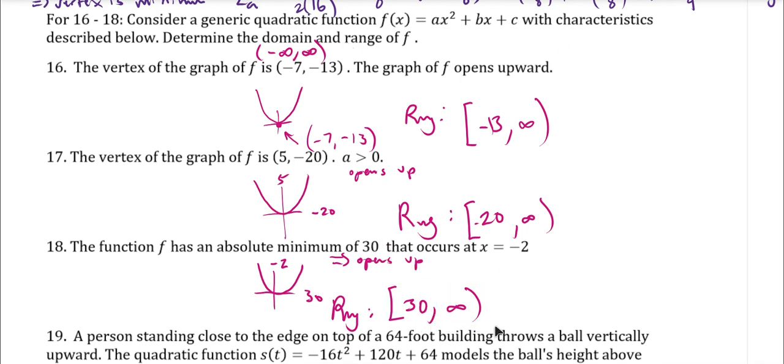I noticed that they didn't have many examples here of parabolas that open downward, where a is negative, or where the absolute maximum is a given value. All that would do is simply switch these ranges around so that you were going from negative infinity up to some value, with a bracket to include it.